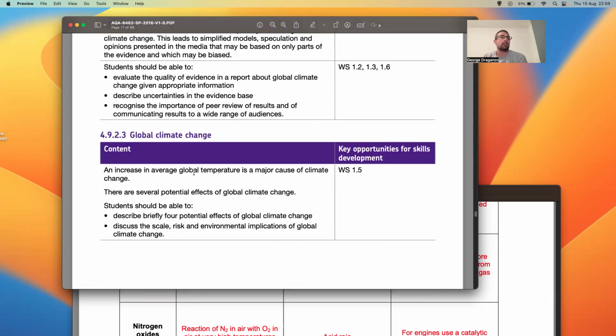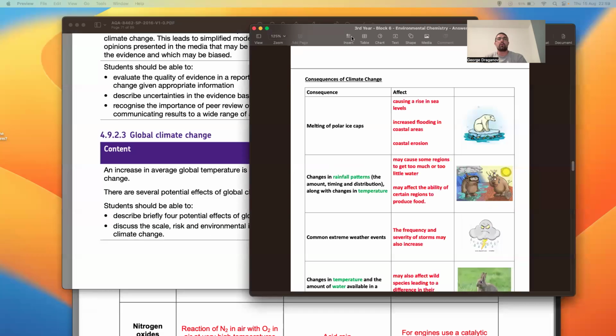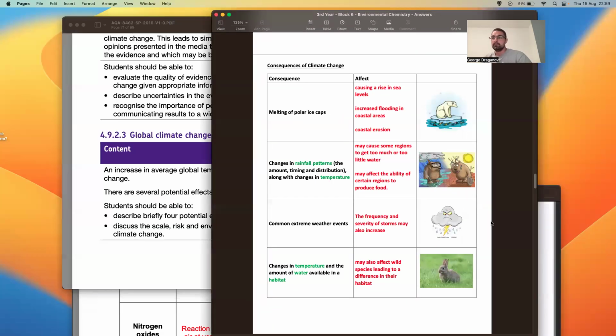So global climate change, an increase in average global temperature is the major cause of climate change. So that's what global warming is, an increase in the average global temperature. And you need to be able to know some of the potential effects of global climate change. So describe 4 potential effects of climate change. Well, let me bring up the notes. We've got the melting of ice caps, rising sea levels. Let me just get up the notes and show it to you here. Here we go, 4 consequences of climate change.